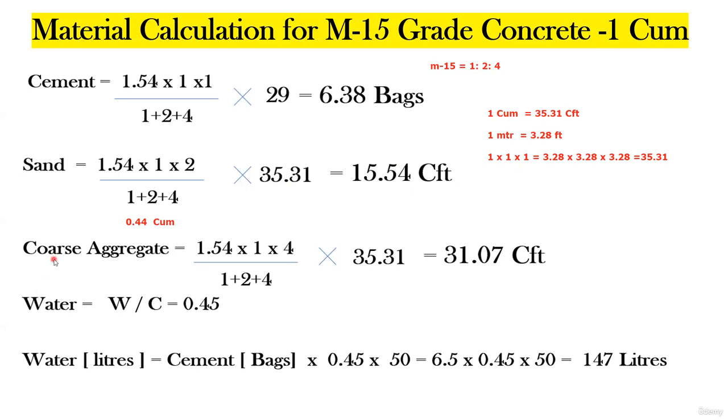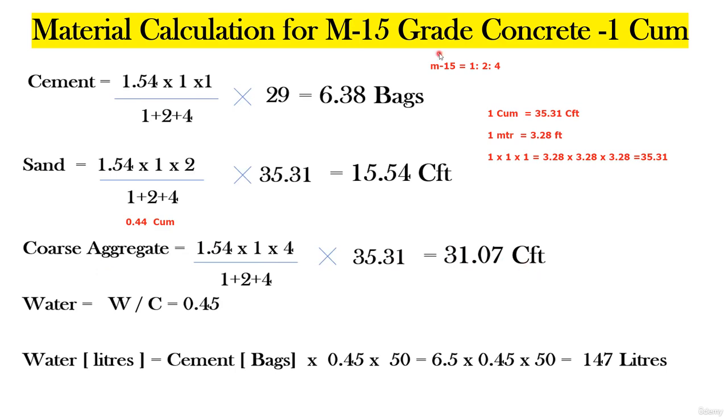Got it? Now come to the coarse aggregate. For the coarse aggregate, it remains the same. This will be 1.54, multiplied by 1. Now multiply this by 4 because the aggregate ratio is 4 here. Then you divide by the total ratio, which is 1 plus 2 plus 4. And now again you multiply this by 35.31 because sand and aggregate both are ordered in CFT. So try to do this calculation. You'll get the answer as 31.07 CFT. Got it? Up to here your concepts are clear. Now if I give you any problem, you can do it on your own.